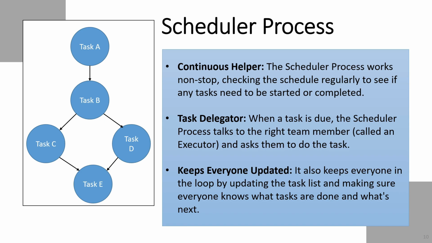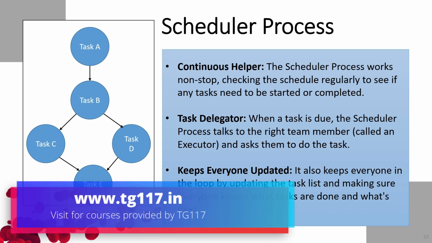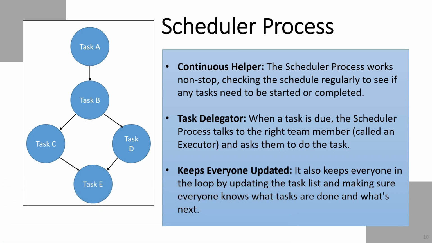So in simple terms, scheduler is the brain that plans project's task, while scheduler process is the helper that makes sure those tasks actually happen on time by talking to right team members and keeping everyone organized.